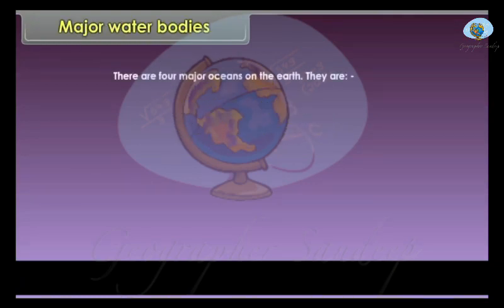Major water bodies. There are 4 major oceans on the earth. They are Pacific Ocean, Atlantic Ocean, Indian Ocean, Arctic Ocean.